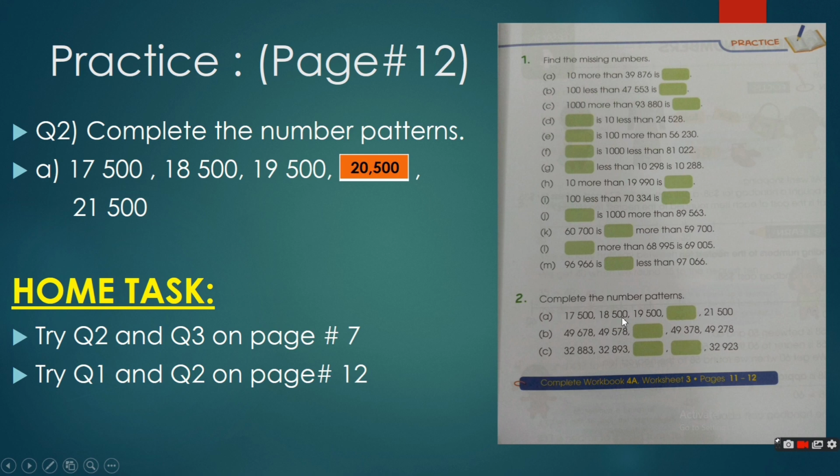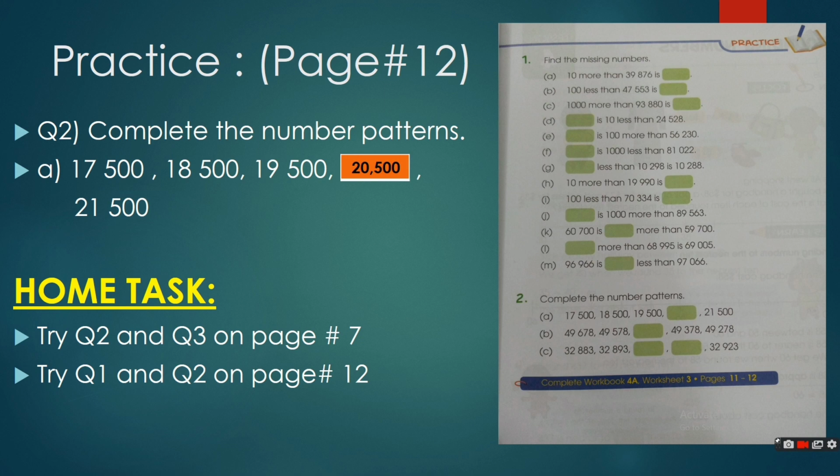Over here again we will observe which place value is getting changed. If you see, the digits in the ones place are the same, the digits in the tens place are the same, the digits in the hundreds place are the same, and the thousands place is getting changed. The first one is 17,000, the other one is 18,000, then it's 19,000, and what comes after 19? It's 20,000. So our answer is 20,500. By following the same pattern, please try to attempt part B and part C by yourself.